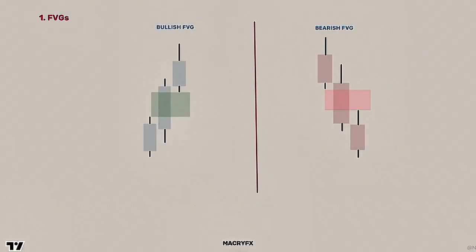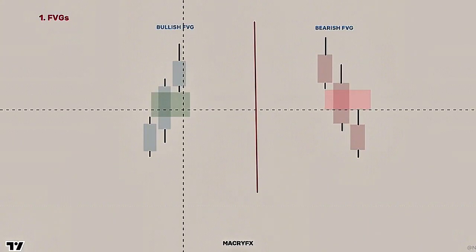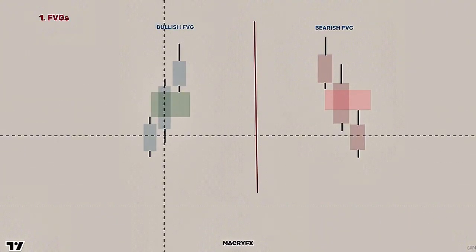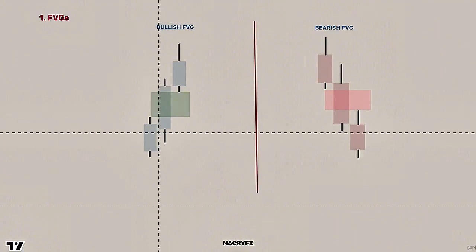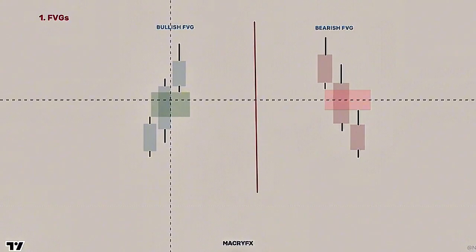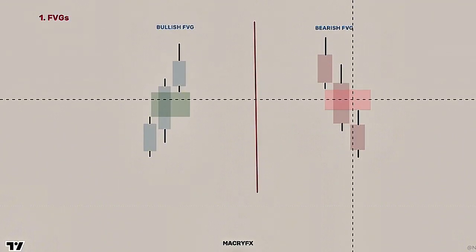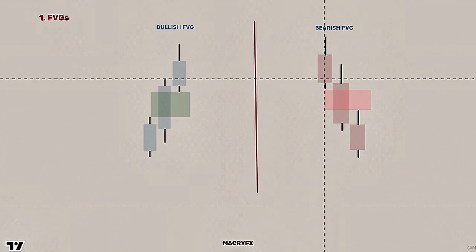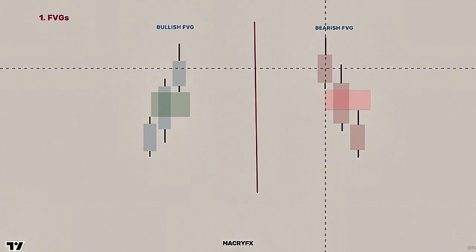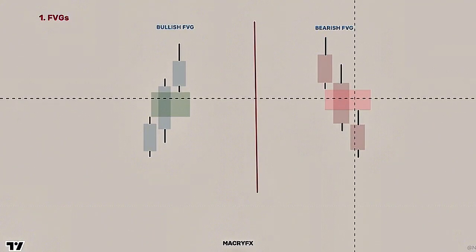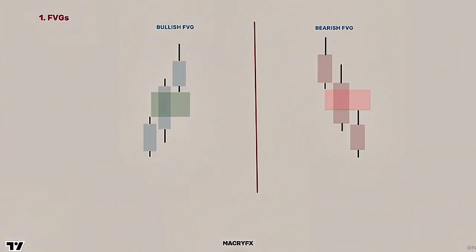FVGs are typically detected by examining 3 consecutive candles. First of all, let's discuss bullish FVGs. If the low of candle 2 is higher than the high of candle 1, there is a gap between those candles. That range, from the high of candle 1 to the low of candle 2, is the FVG zone, which is this green area. Same case for the bearish scenario. If the high of candle 2 is lower than the low of candle 1, the gap between the low of candle 1 and the high of candle 2 is considered the fair value gap. I hope you caught the point of what a fair value gap is.